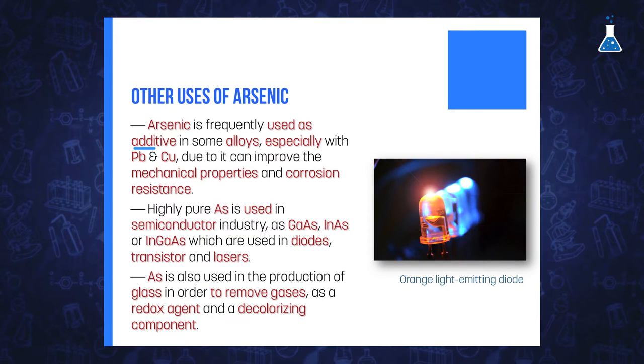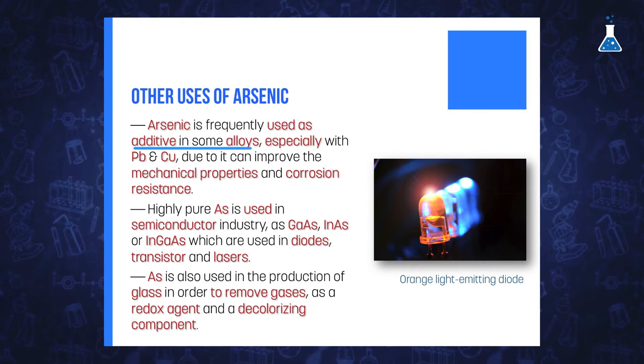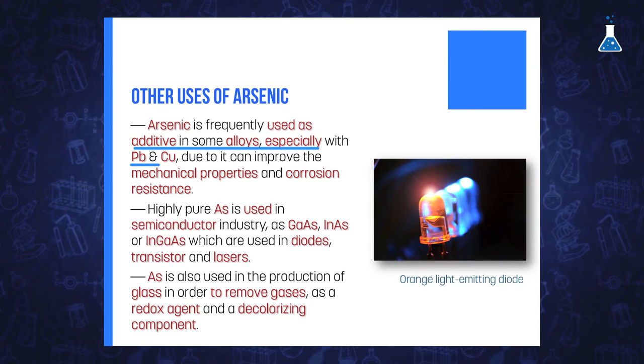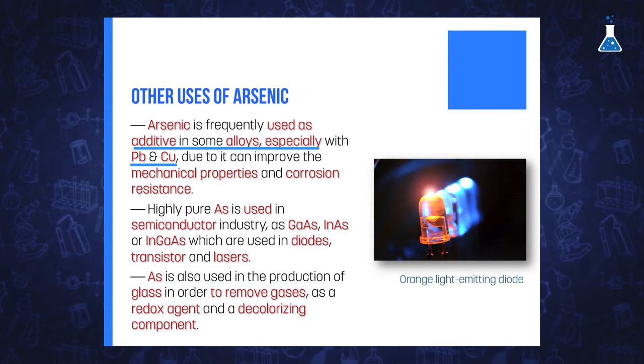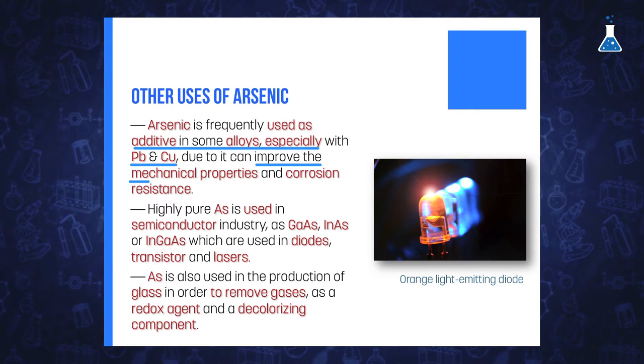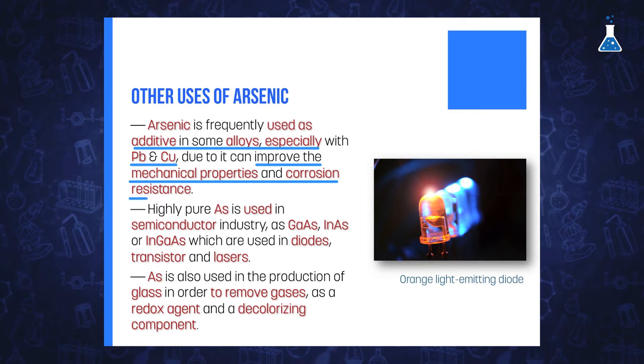Also, due to their toxicity, the Environmental Protection Agency, EPA, decided to eliminate it from the end of 2003 for the treatment of residential timber, and its use has been limited to non-residential applications. Arsenic has important applications as an additive metal in some alloys, especially for lead and copper. Addition of arsenic improves the mechanical properties and corrosion resistance.